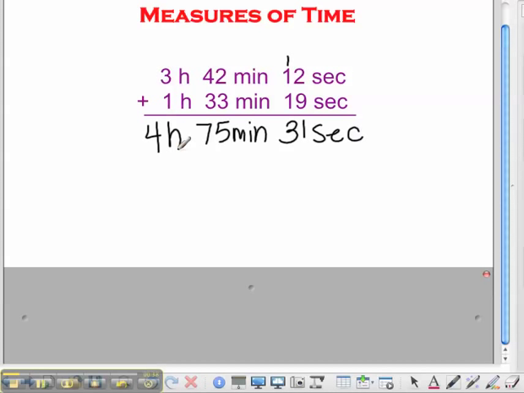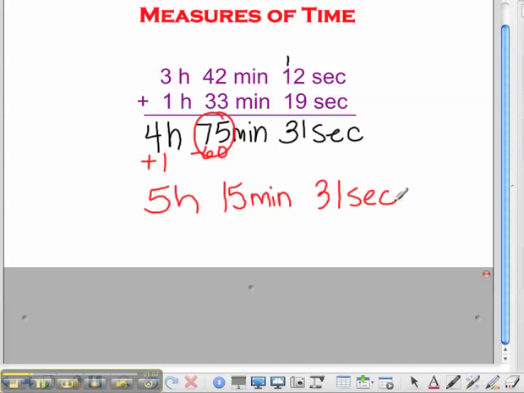Now, because there are 60 minutes in 1 hour, this 75 minutes is too big. So to simplify this expression, we need to subtract the 60 minutes, which adds 1 hour. So we get 5 hours, 15 minutes once you subtract the 60 minutes, and 31 seconds.